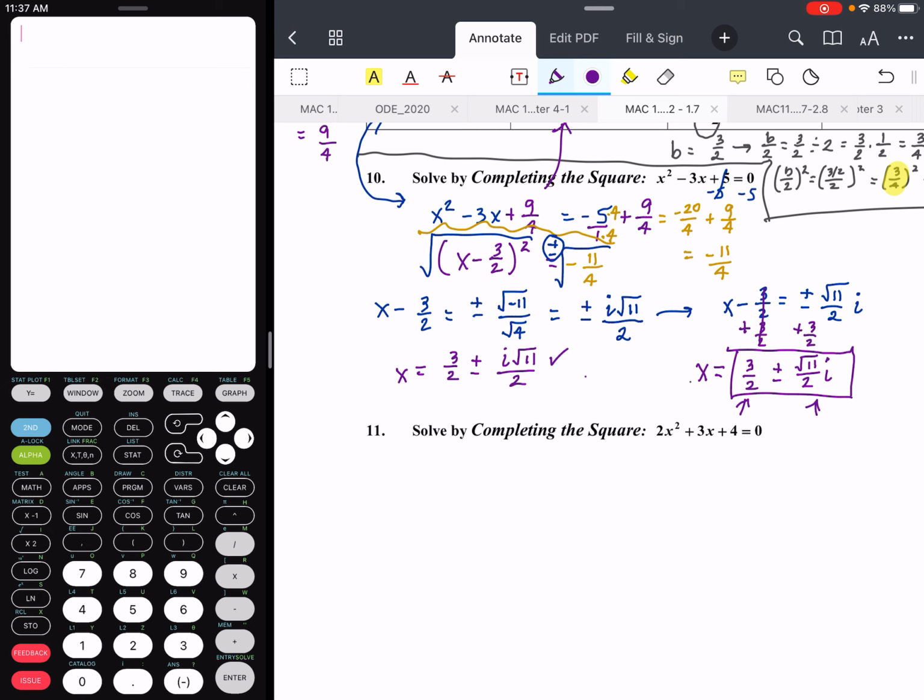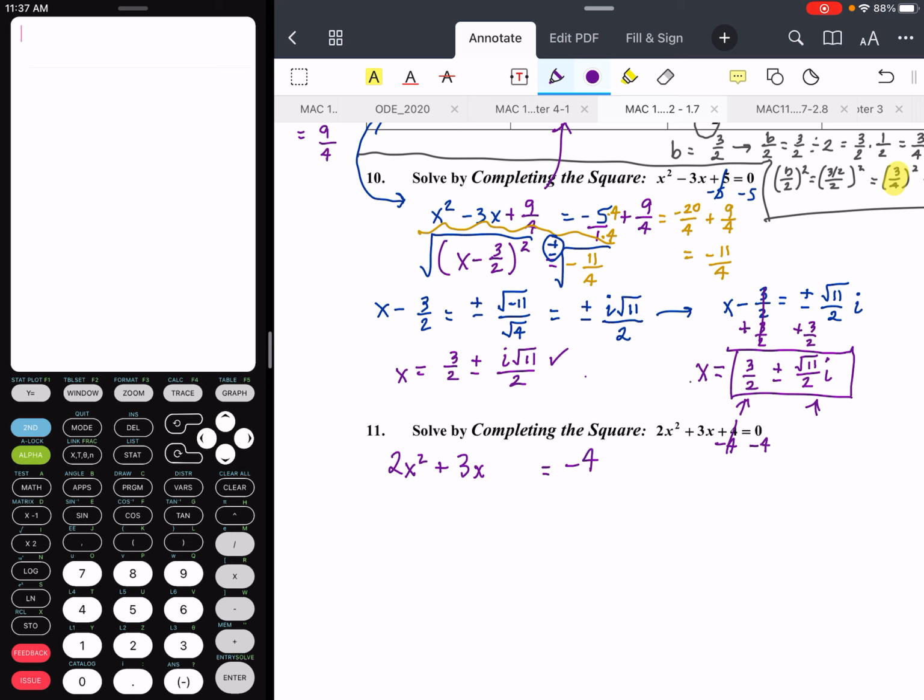All right, so moving down to number 11. Solve by completing the square. 2x² + 3x + 4 = 0. So first we're going to move that constant over to the right by subtracting 4 from both sides. So 2x² + 3x, and I'm going to leave a space, equals −4.